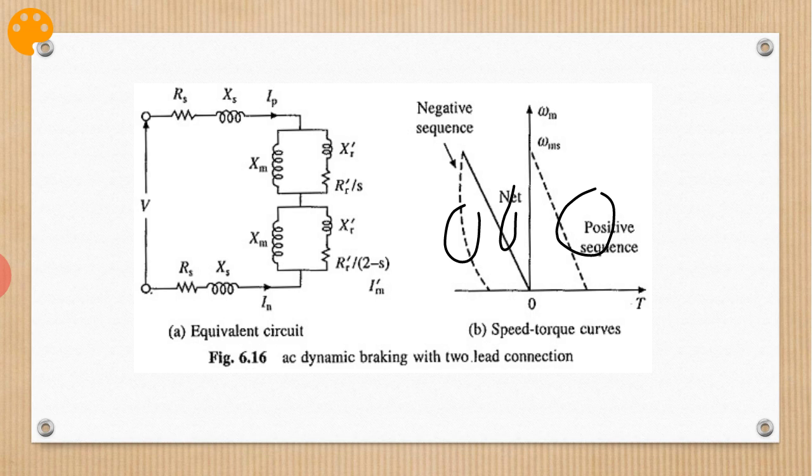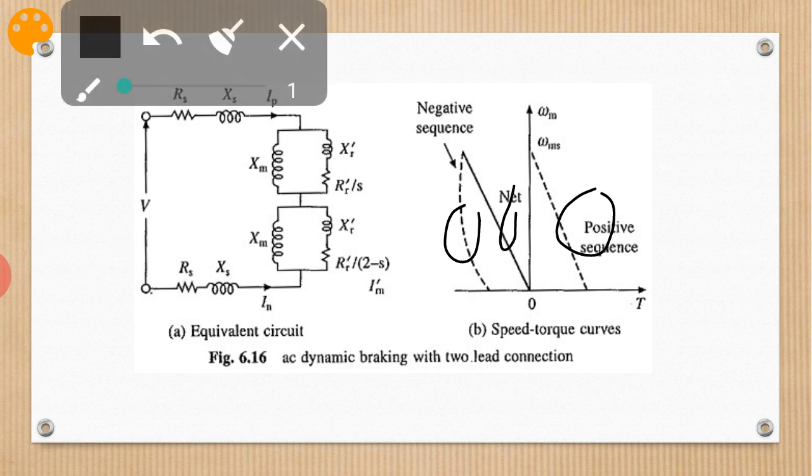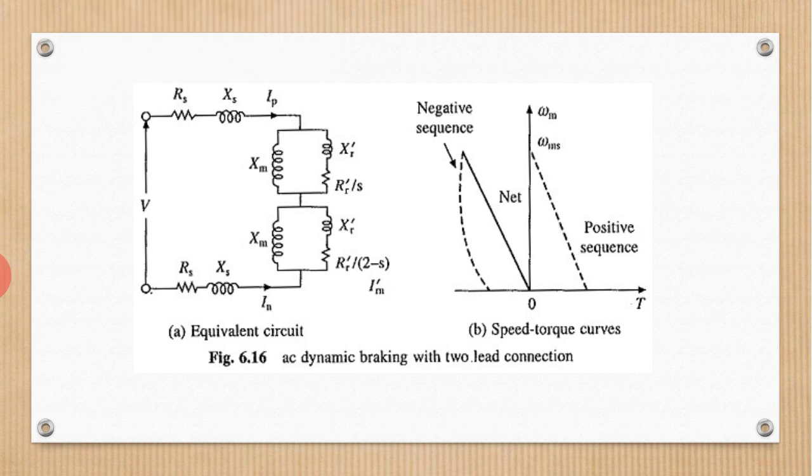As the rotor resistance required is large, dynamic braking of induction motor can only be used in wound rotor motors. So here we obtain the dynamic braking with the 2-lead connection. And one more thing: dynamic braking of induction motor can only be used in wound rotor motors because the external resistance is added in the rotor circuit.